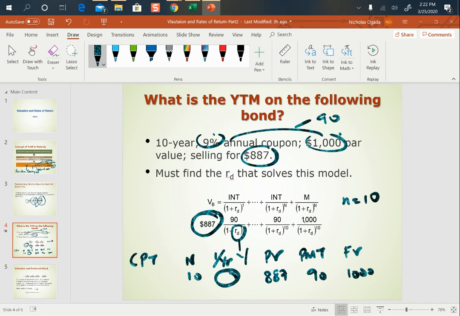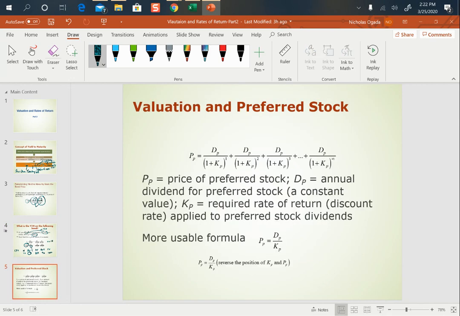There are so many ways you can do it. What about the required rate of return, not on a bond, but on other securities, for example, on a preferred stock? In my next segment, I'll be looking at how we value preferred stock and how we value common stock.